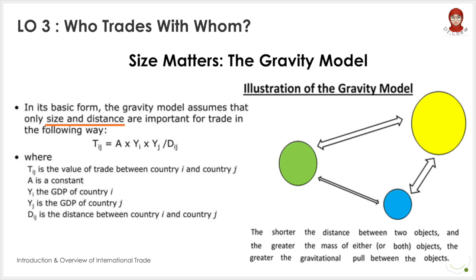In terms of size, we can see that the yellow country is bigger than the green country. And we can also see that the yellow country has a shorter distance to the blue country, whereas the green country has a larger distance compared to the yellow country. So, simply said, the blue country will be pulled towards the yellow country more than the green country. Or you can say that the blue country is more attracted to the yellow country rather than the green country.